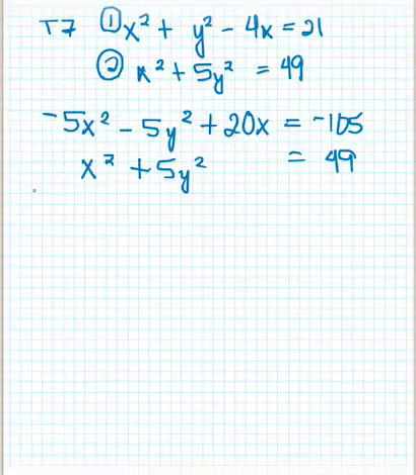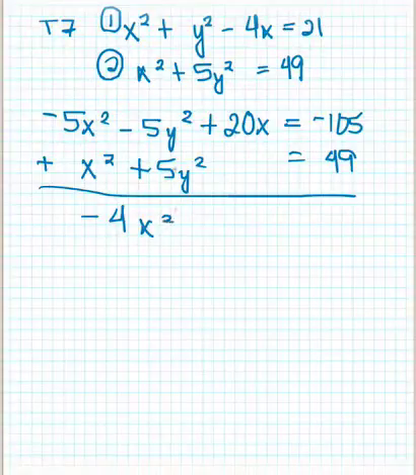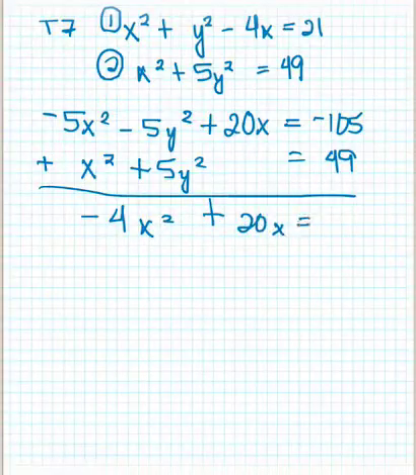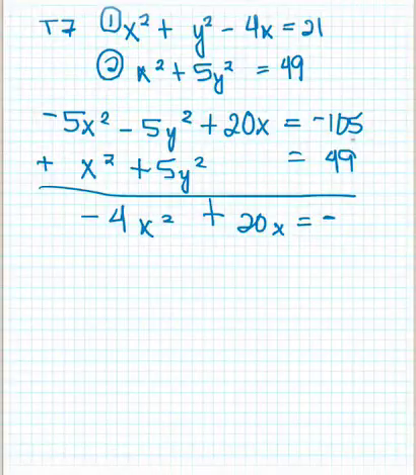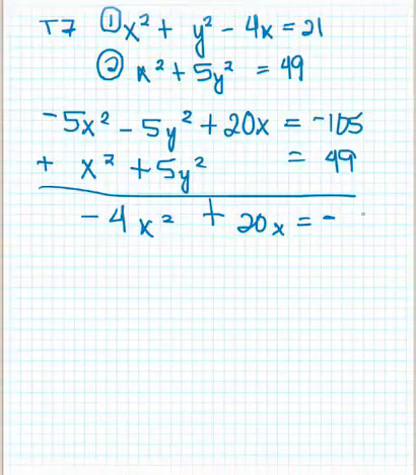Okay, then I'm going to add these two equations together. Here we go. I'm going to get -4x squared. See how the y squareds cancel? Lovely. 20x, and then here I'm going to get negative whatever that is. 105 minus 49, I can't remember. I think this was kind of part of the problem. 105 minus 49, 56. So this is going to be negative 56.